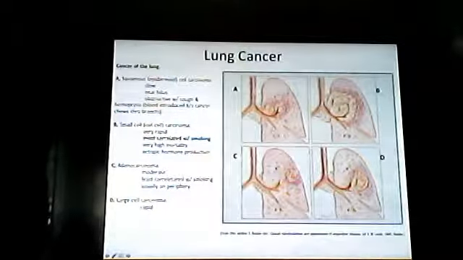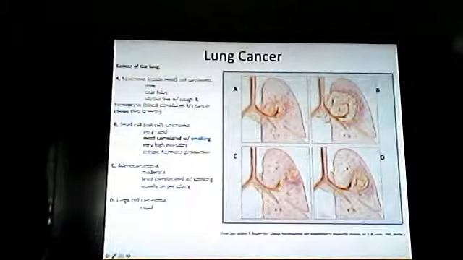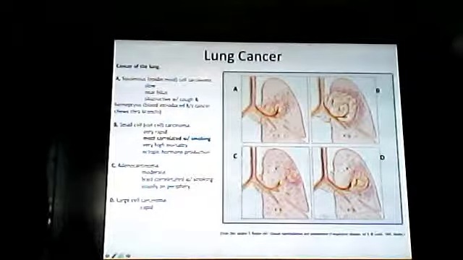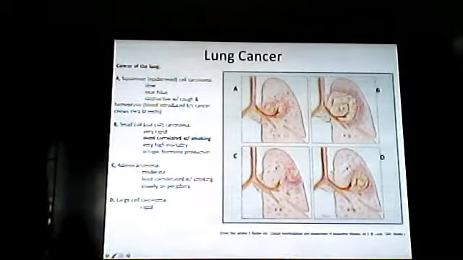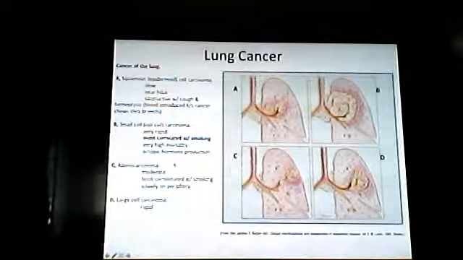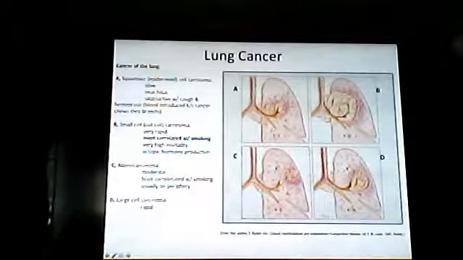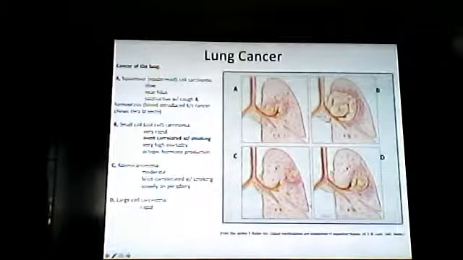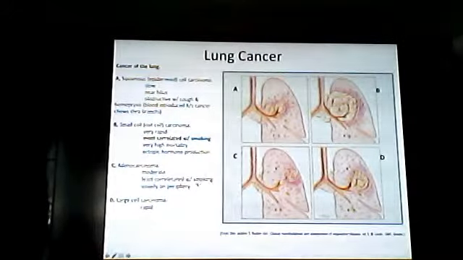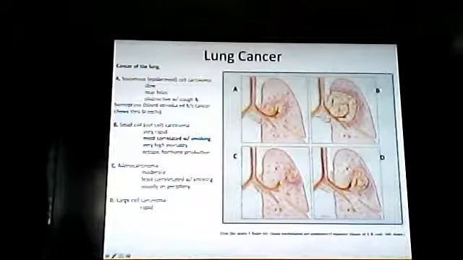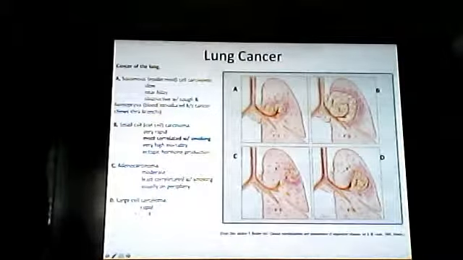and it's most correlated with smoking, with very high mortality. And you can also have ectopic hormone production. So this cancer might make some sort of hormone that gets picked up by the endocrine system, that kind of thing. Adenocarcinoma is somewhere on the outer periphery of the lung, and it's less correlated with smoking. It's just moderate in how quickly it spreads. And then large cell carcinoma, again, is very, very big, very, very rapid.